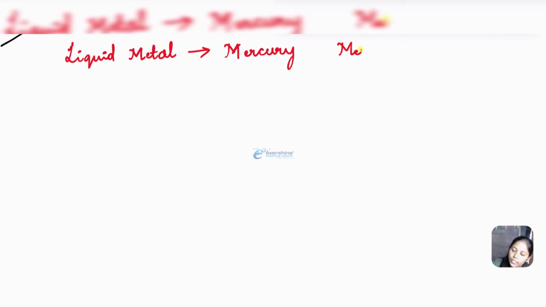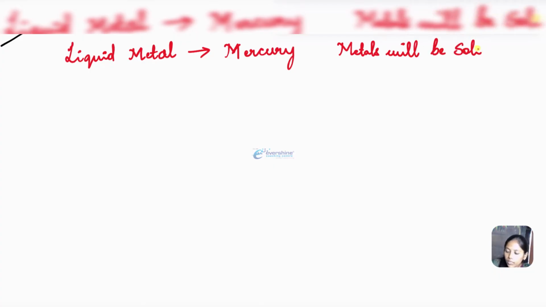In this topic related to properties, they'll ask which is a liquid metal. All metals are usually solid, but there is one metal which is liquid. Which is that liquid metal? Mercury. This also they can ask in the exam. Which is the liquid metal? Mercury.